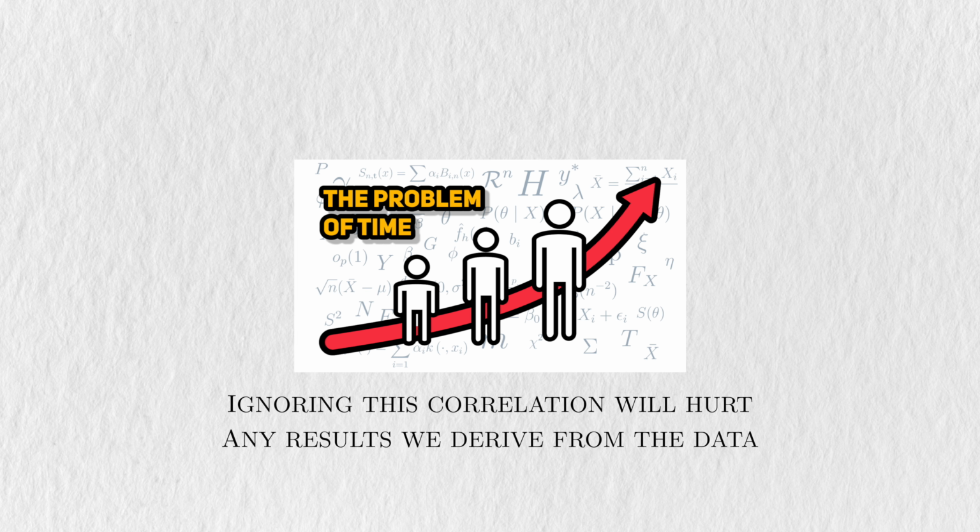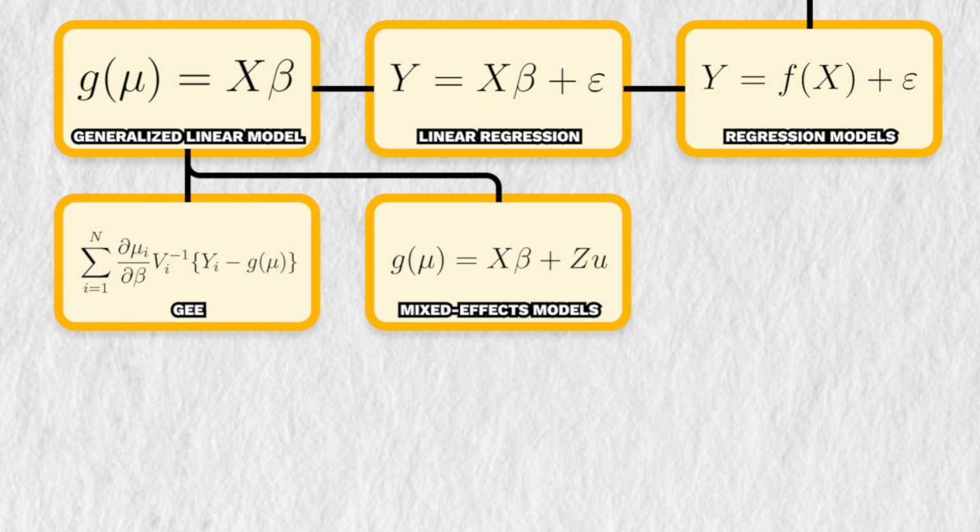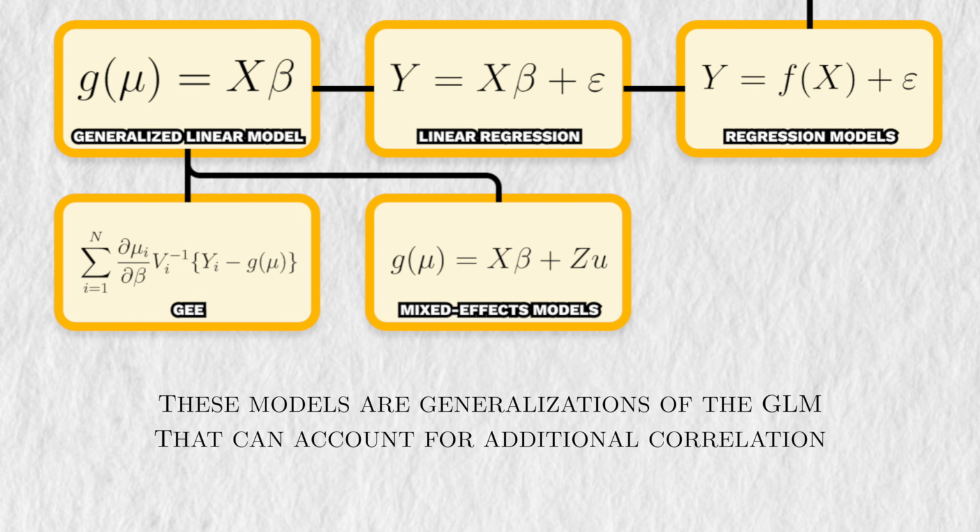Ignoring this correlation can greatly hurt our results, so this motivates us to learn more complex models to handle the specific aspects of the data. One might use a GEE or a mixed effects model to account for this correlation. These models can both be seen as further generalizations of the GLM, and they both have their pros and cons.